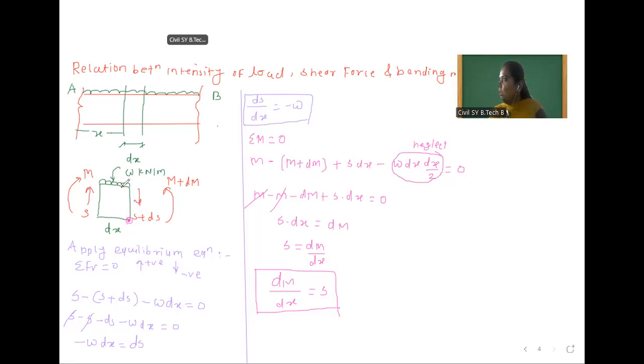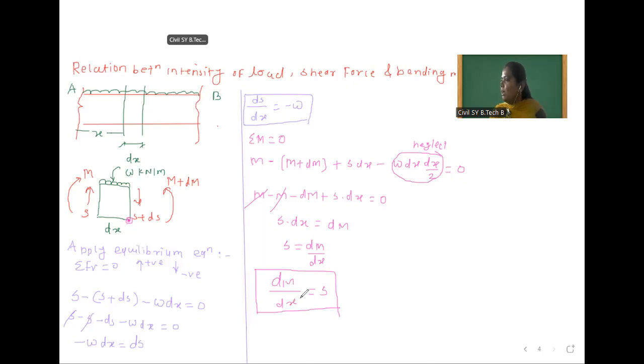But the amount of this force is very less, so we will neglect it. And I have not considered this S plus dS because this force is acting on this point, so the perpendicular distance is 0. That's why I have ignored it. Now we will multiply by this minus 2 whole bracket. So minus M plus M gets cancelled. This minus plus is minus dM, and S into dx is remaining. After that, I have shifted this minus dM to the right side. So S is equal to dM divided by dx.